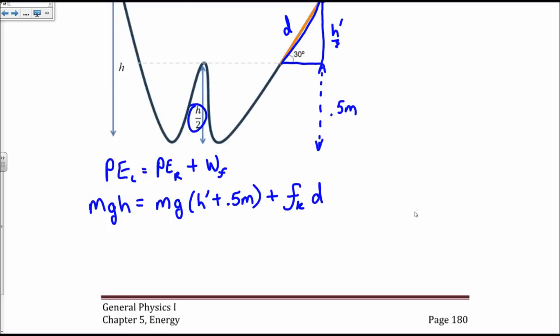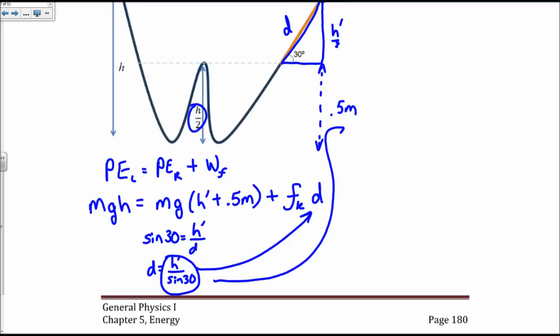All right, now I can say that the sine of 30 degrees equals what is it? Opposite over hypotenuse. That's going to be h prime over d. So then I can say that d is equal to h prime over sine 30. All right, I'm going to take this and substitute it in for d, and then that's going to give me an expression with only h prime. Let's go ahead and put in some numbers here. I'm going to take this and make the substitutions over here, putting in some numbers as well.